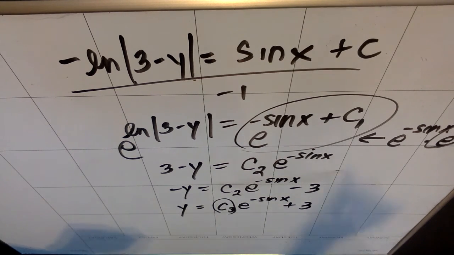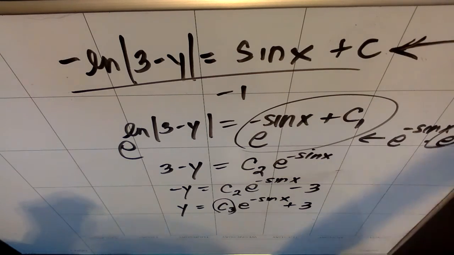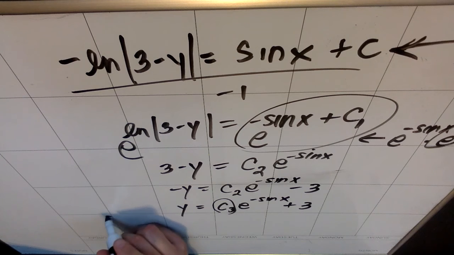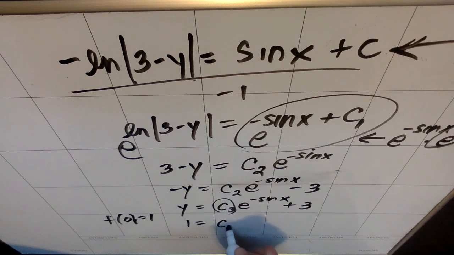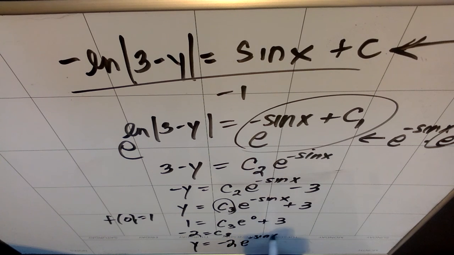The thing to notice is that I'm not ever actually finding this c that I started with. I'm finding a new constant that's been manipulated a bunch of times. And so to find that, I would plug in f of 0 equals 1, and I'd say 1 equals c sub 3 e to the 0 plus 3, negative 2 is my c sub 3, and you'll notice that I get negative 2 e to the negative sine x plus 3, which is the same answer we got the other way.